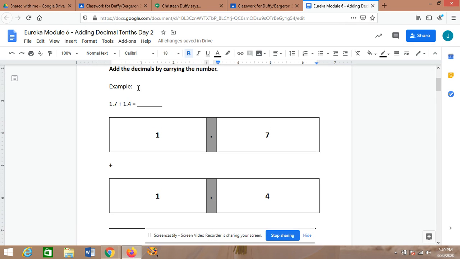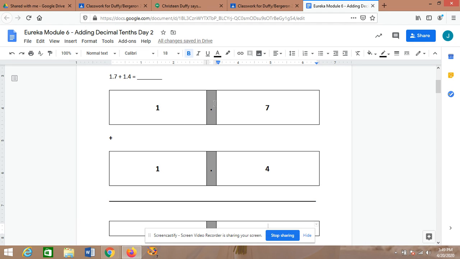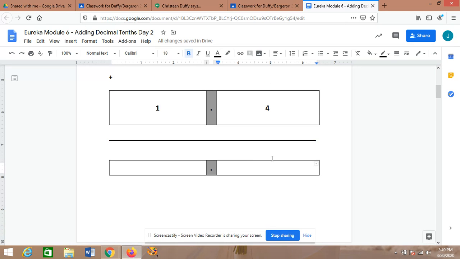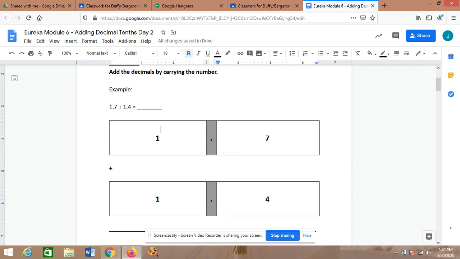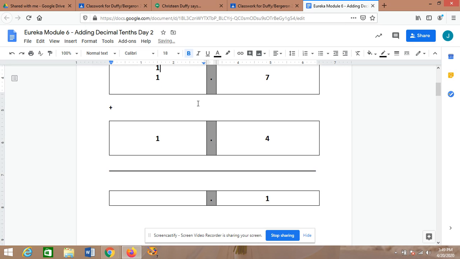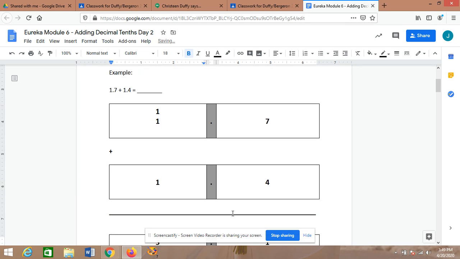So again, for an example problem, we have 1.7 plus 1.4, 1 and 7 tenths plus 1 and 4 tenths. And so let's add them together. 7 tenths plus 4 tenths equals 11 tenths. We bring that 1 from the 11 tenths over here. But we had that 1 tenth still. We still have 10 tenths that become a new 1. And so then we have 1. In the ones place, we have 1 plus 1 plus 1 is 3. So our answer is 3 and 1 tenth.